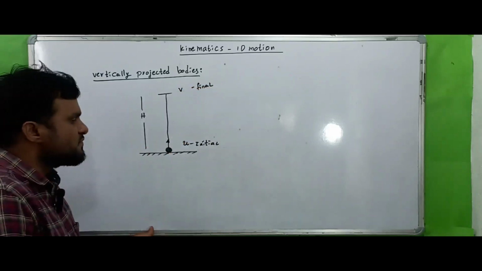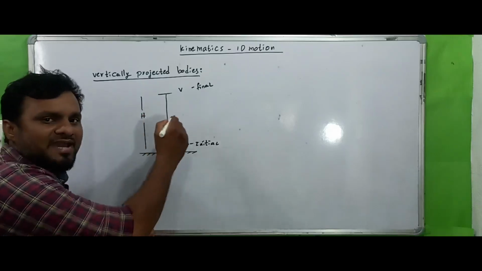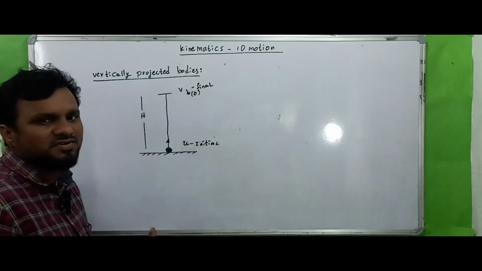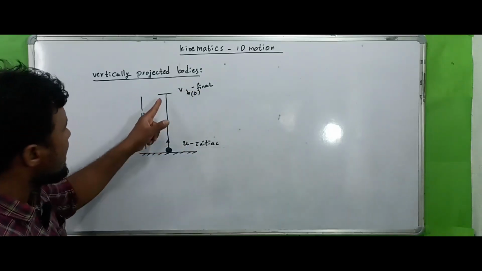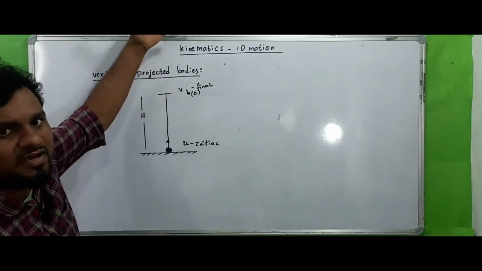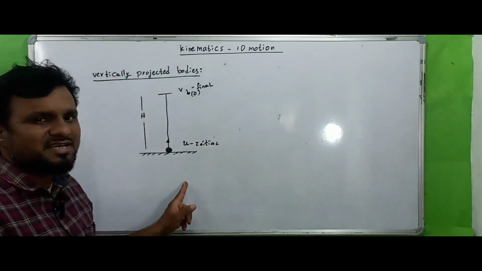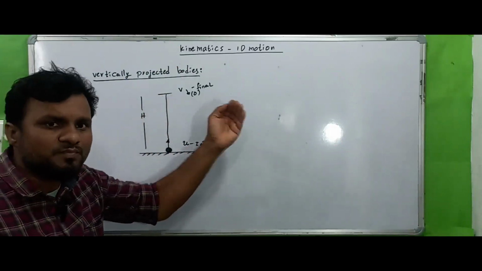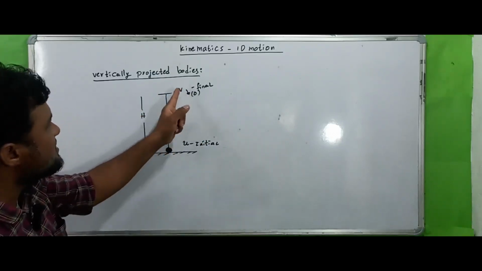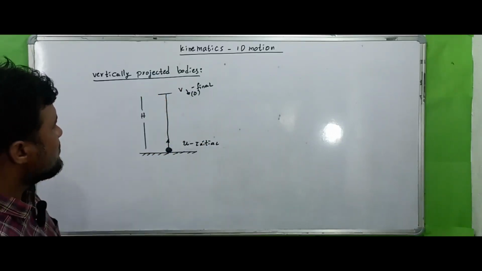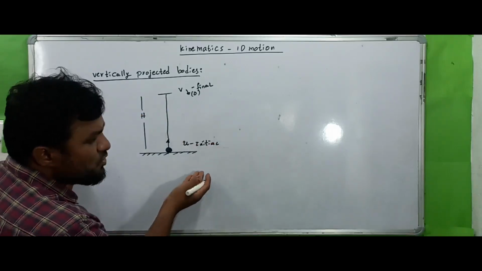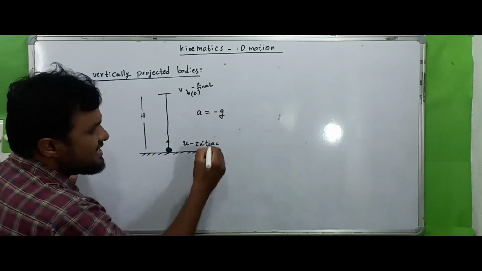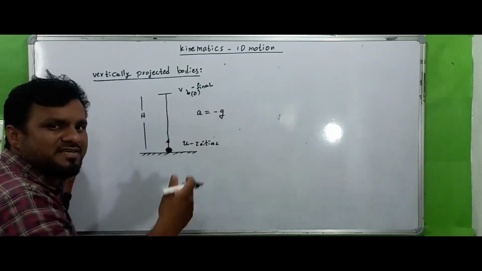In this situation, whenever the body reaches maximum height, its final velocity becomes zero. Why? Because after this height, the body does not move further. So we can make a statement: whenever the body reaches maximum height, its velocity is zero. Understand? So final velocity is zero in this situation. We already discussed that if a body is moving away from the ground surface, acceleration due to gravity is taken as minus g, by sign convention: a is equal to minus g.